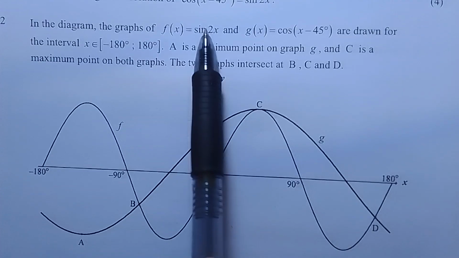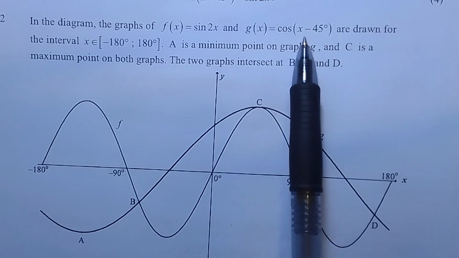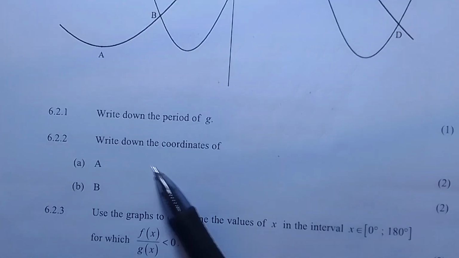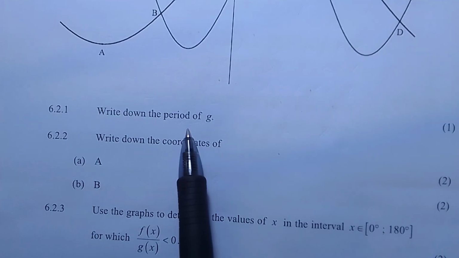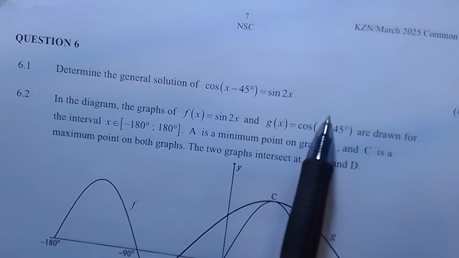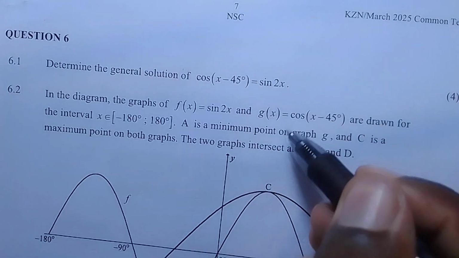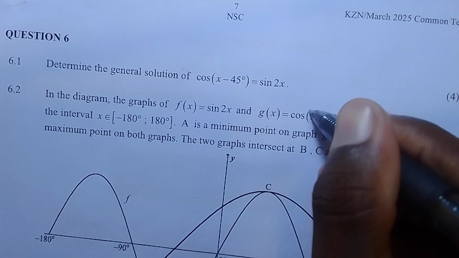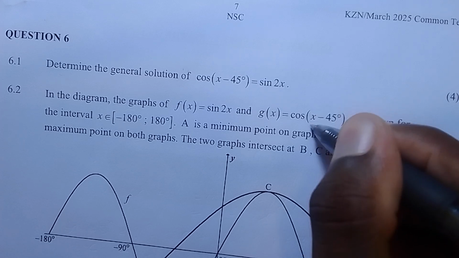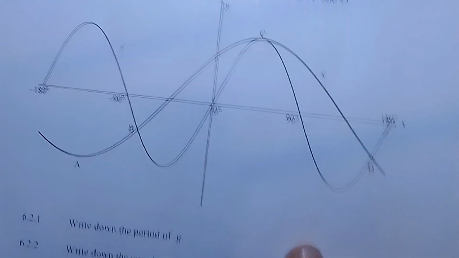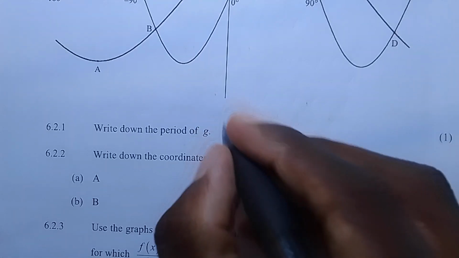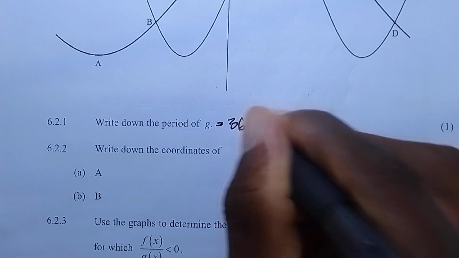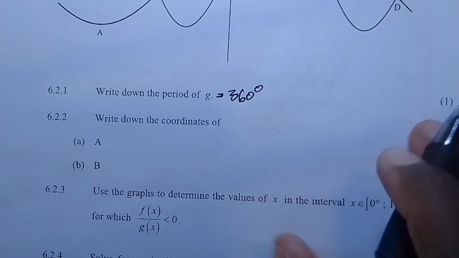Now in the diagram, the graphs are 2x, and there's a graph of x minus 45, which is basically the general solution we just found. And the first question is, write down the period of g. G is the cosine graph, and the period is changed by something that multiplies x. So there's no number that we put there to multiply x. It is just x. So that means the period did not change from the mother graph. Therefore, the period of g will be equal to 360 degrees. That's why it's 1 mark.